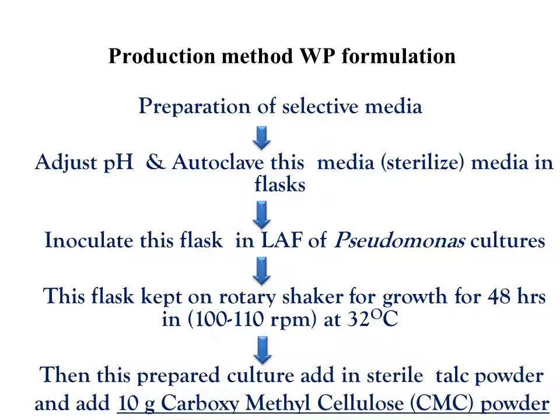For the WP formulation, prepare the selective media as discussed previously, adjust the pH, and autoclave the media flask to sterilize it. Inoculate the flask in laminar airflow with the pure culture of Pseudomonas. The flask should be kept on the rotary shaker at 100 to 110 rpm at 32 degrees Celsius. After complete growth, after 72 hours, we can add 400 ml per kg of talc with 10 grams of carboxymethyl cellulose, that is CMC. This powder formulation can proceed to further quality testing and use in the field.